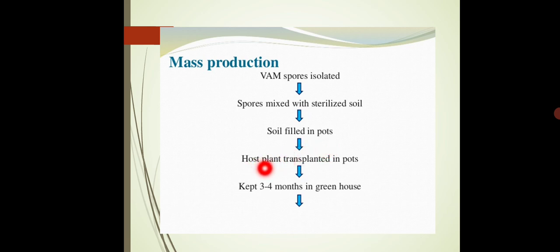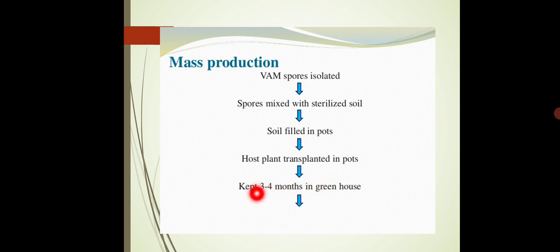Fourthly, host plant is transplanted in pots. फिर प्लांट, ये प्लांट किया जाता है into that pot and that is our host plant. Why this host plant? Because यहाँ पर ये जो VAM fungi है, they survive with the symbiotic association. तो ये symbiotic association के लिए plant, यहाँ पर association होता है between the plant and this soil. Okay, so soil fungi. So host plant is transplanted in the pots.